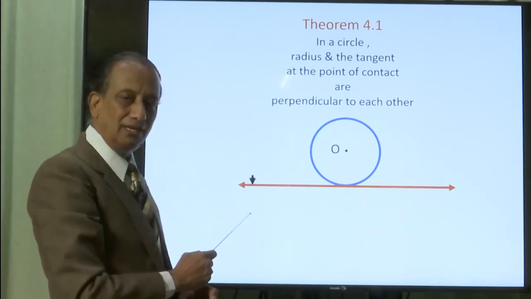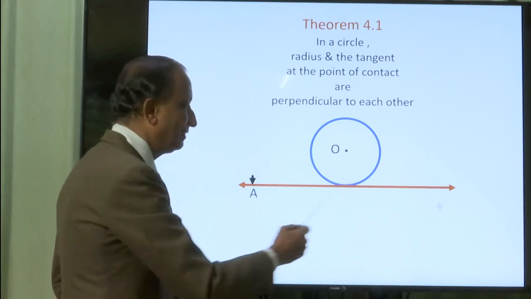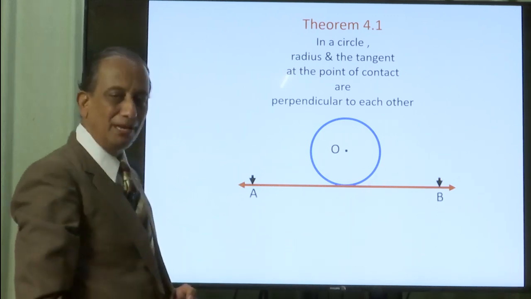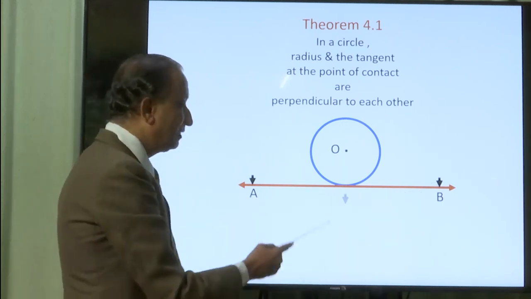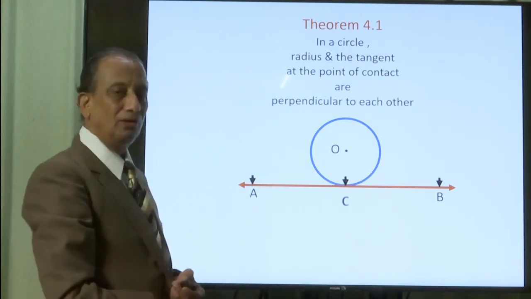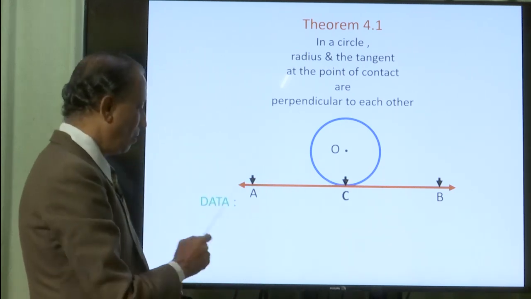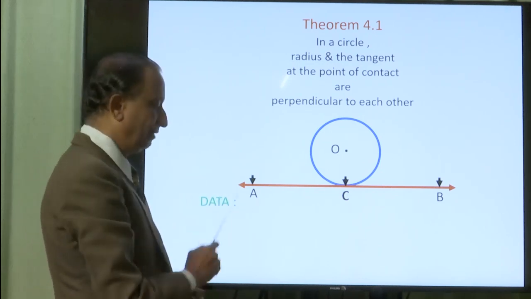Let us mark any 2 points on it and call them A and B. Now, this straight line, you can see from the figure, is touching the circle only at this point. Let us call it C. Now, let us write down the data, whatever is given, let us list it down.